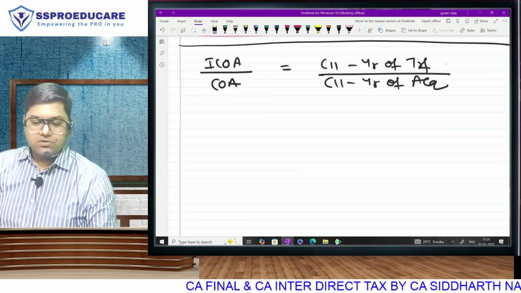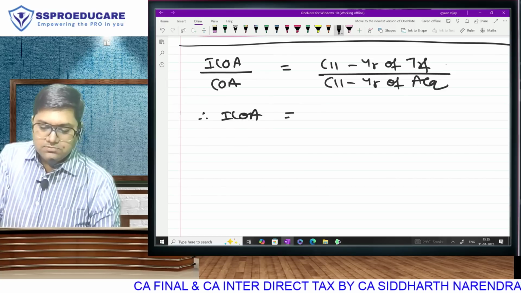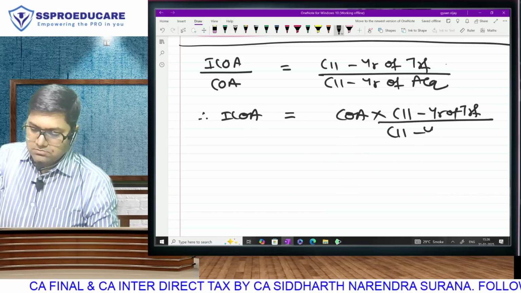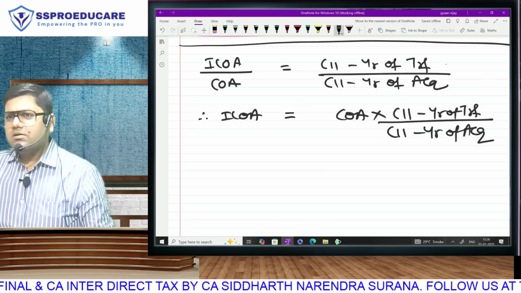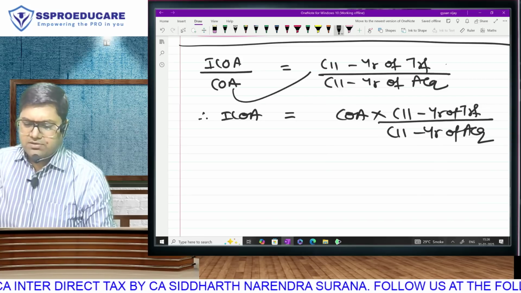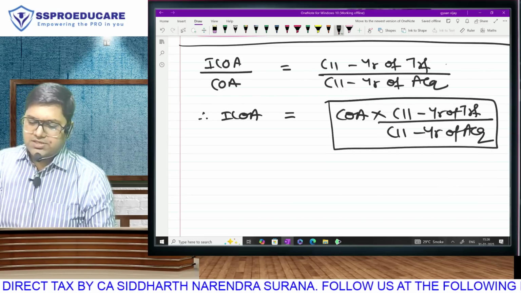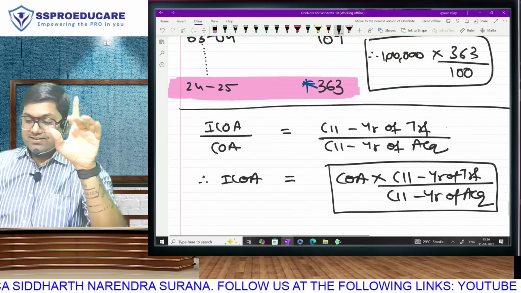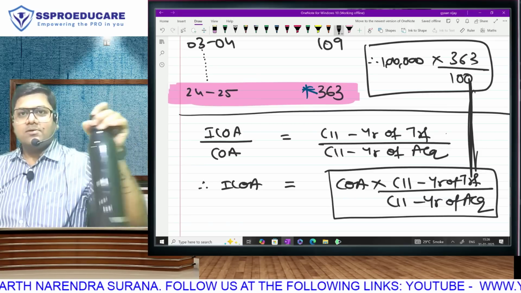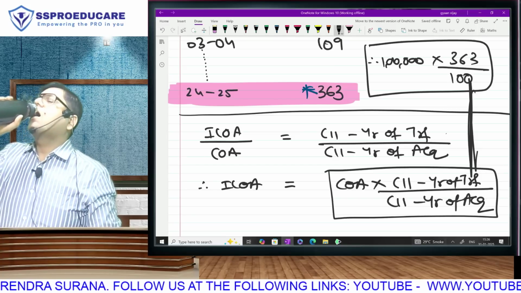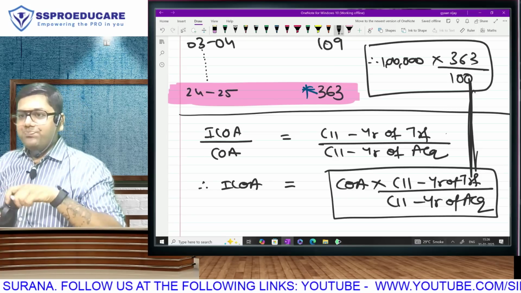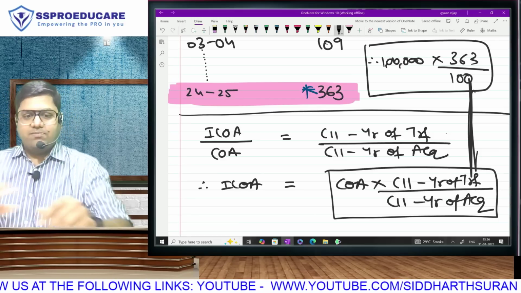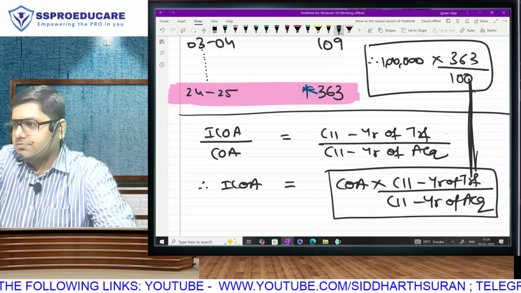Now understood a little? Okay. If we have to simplify it mathematically, comfortable? Cost of acquisition here. This is index cost of acquisition. I will show you magic. Abracadabra. Check. Index cost is that cost which bears to the cost the same ratio as CII of transfer year bears to the CII of acquisition year. Maja hai.